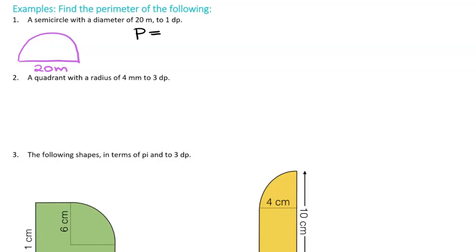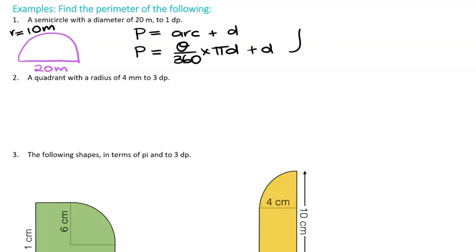Now, I notice that we have an arc here, and we also have this diameter, remembering that the diameter is 2 lots of a radius. And if we wanted to be careful, we could write radius equals 10 meters here, just so we don't get confused later on. So an arc, we said in order to find an arc, we had to do theta over 360 times 2 pi r, or times pi d, because it was times the circumference here. Because we're given a diameter, let's do times pi d plus d. So that's our formula and our substitute step.